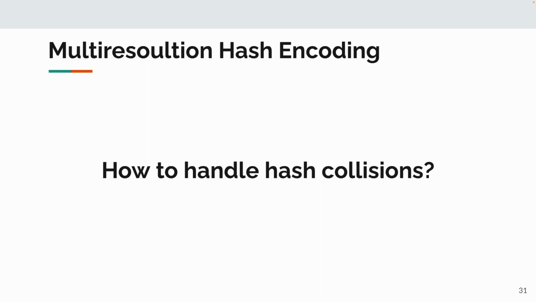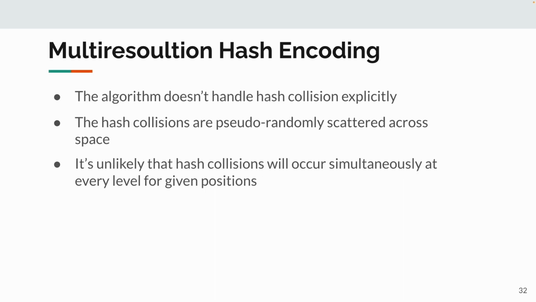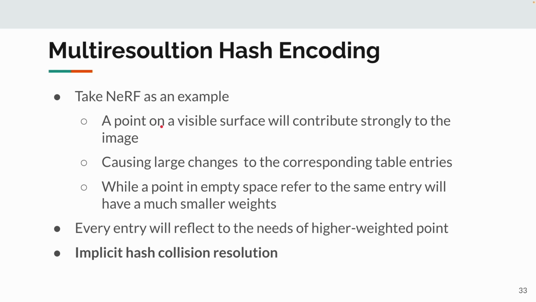Hash collision means that different spatial locations are mapped to the same hash table entry. This can be troublesome because different spatial locations should have different feature vectors. So how does Instant-NGP handle this issue? Actually, Instant-NGP doesn't explicitly handle the hash collision issue because of the design of the hash function. Hash collisions should happen pseudo-randomly, scattered across the space. And because the hash grid has multiple levels, it's also unlikely that hash collision occurs simultaneously at every level for a given position.